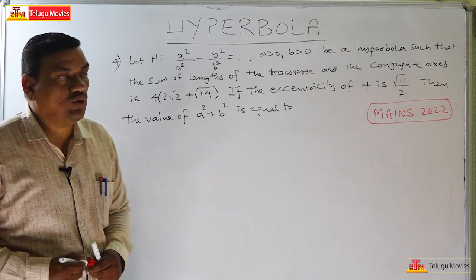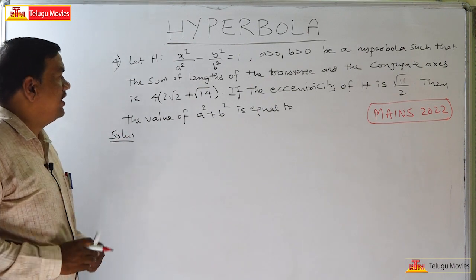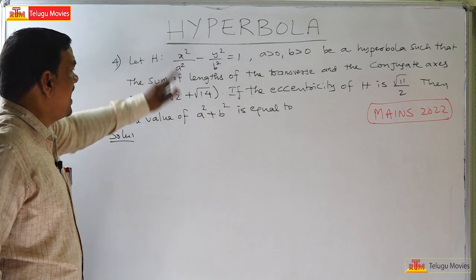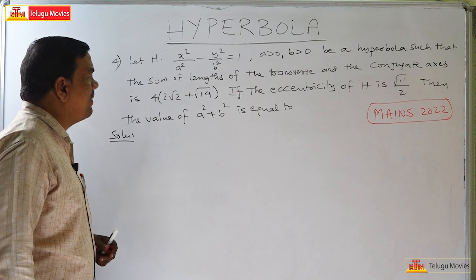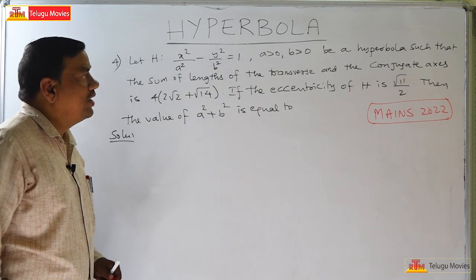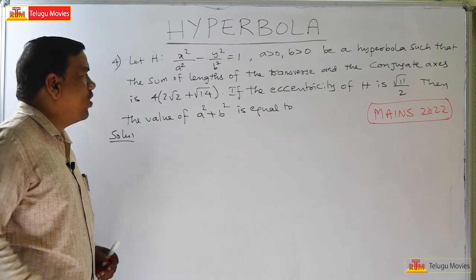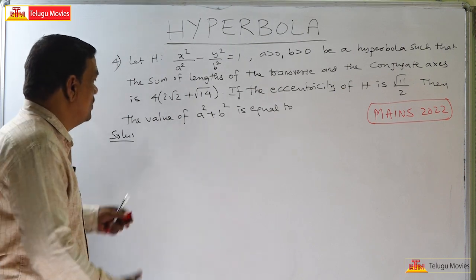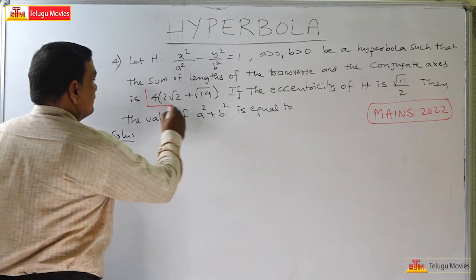Hi students, welcome to this problem. This is also a very easy problem, only a small calculation part, that's all. Let the hyperbola x square by a square minus y square by b square is equal to 1, where a greater than 0 and b greater than 0, be a hyperbola such that the sum of the lengths of the transverse and conjugate axes is given. This quantity is an irrational number.